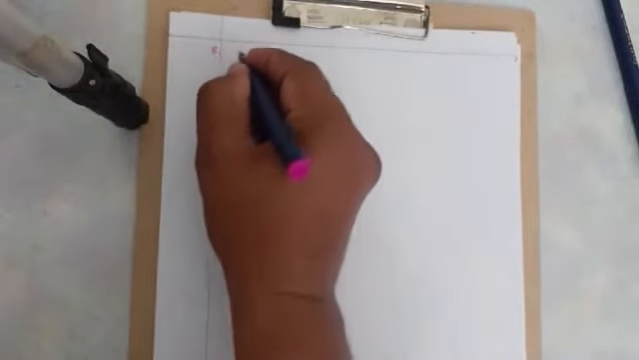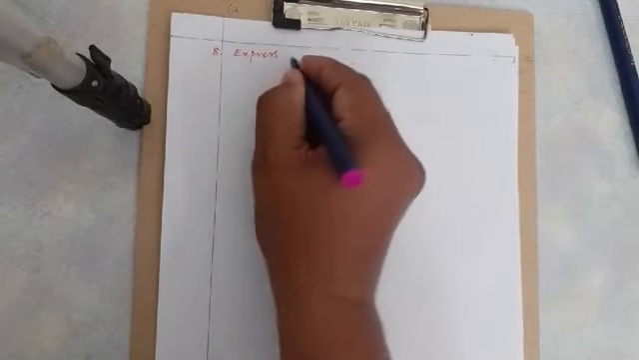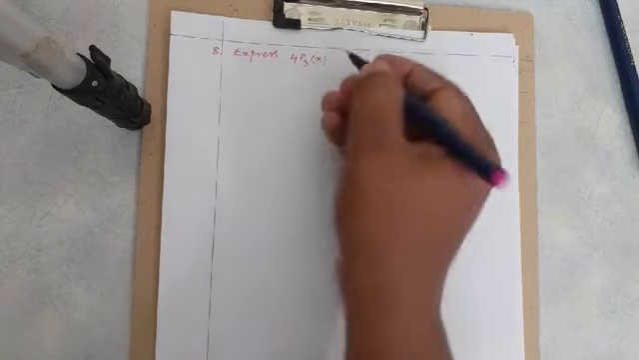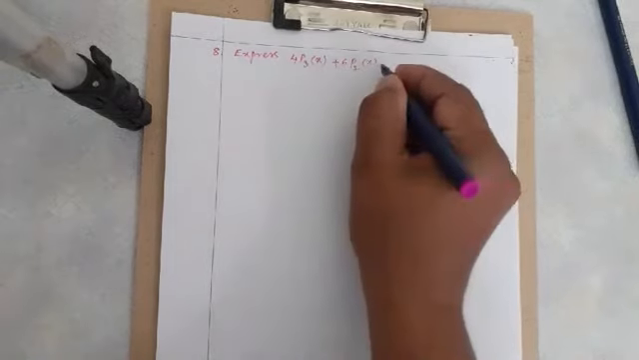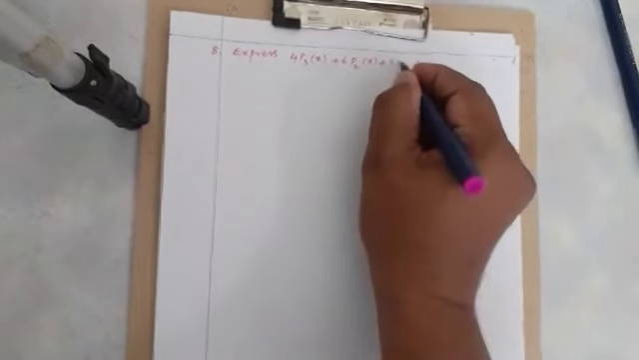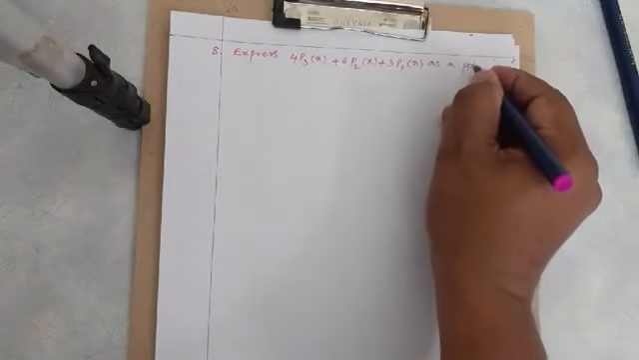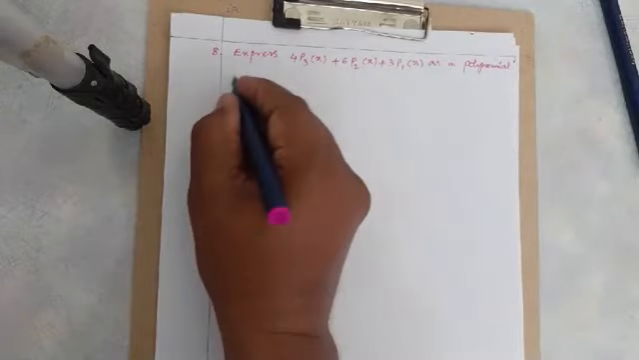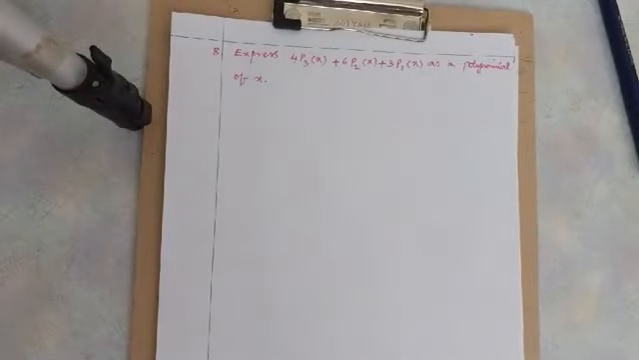Now the next problem is the 8th question, that is: express 4P3 of x plus 6P2 of x plus 3P1 of x as a polynomial of x. So this is the problem.